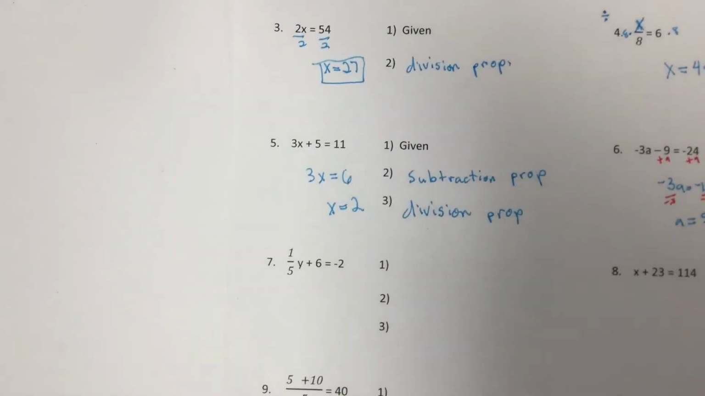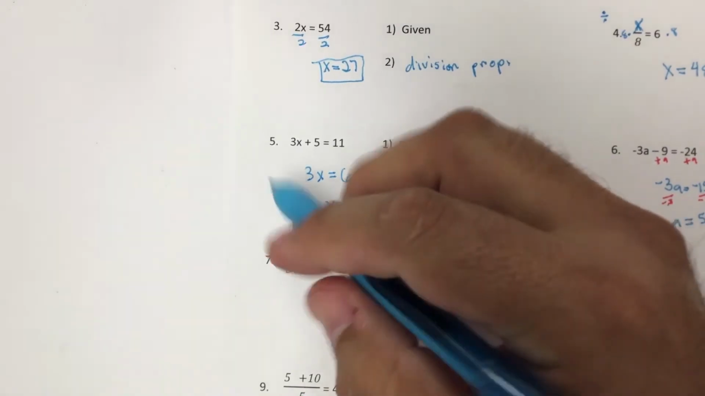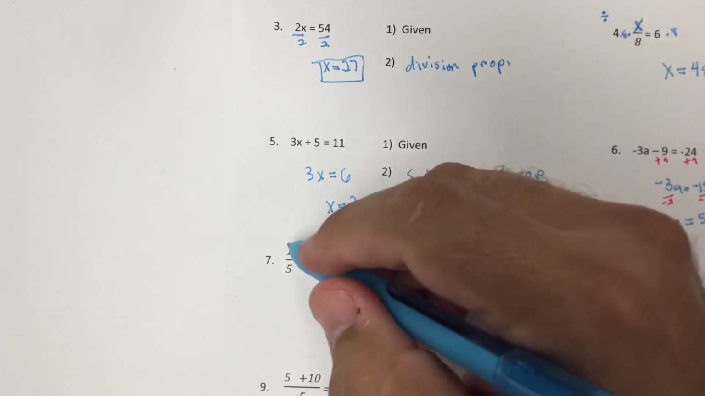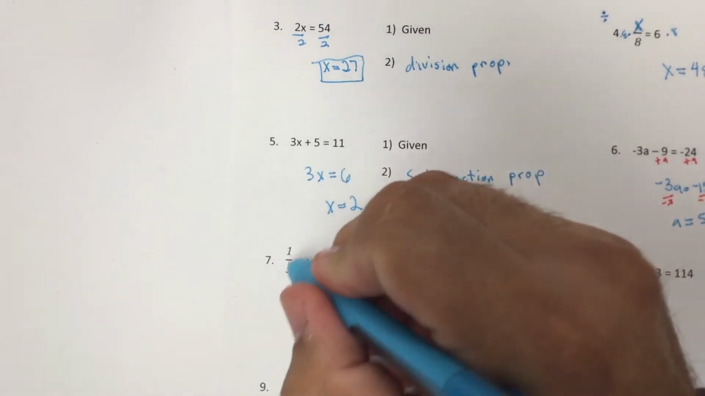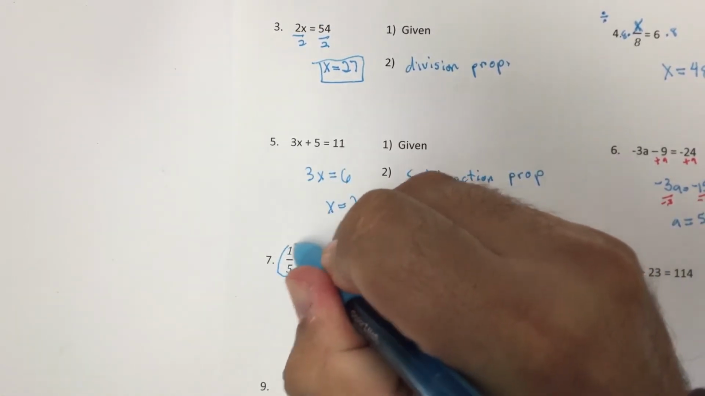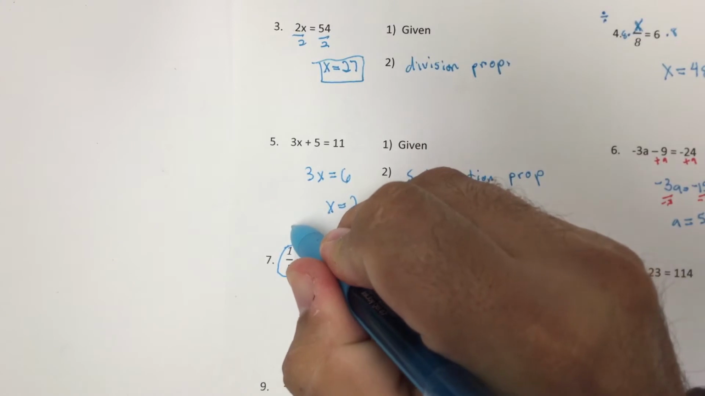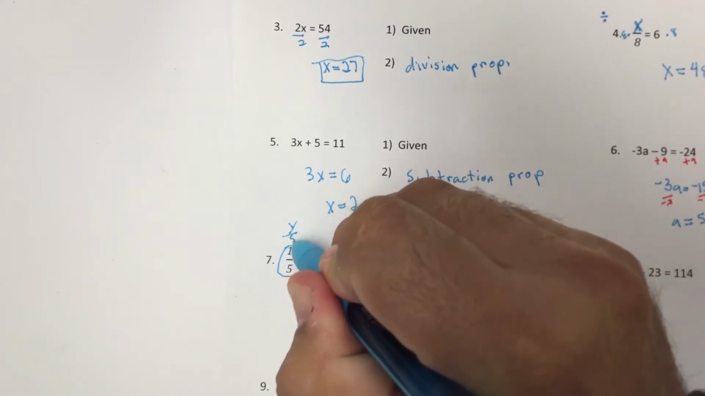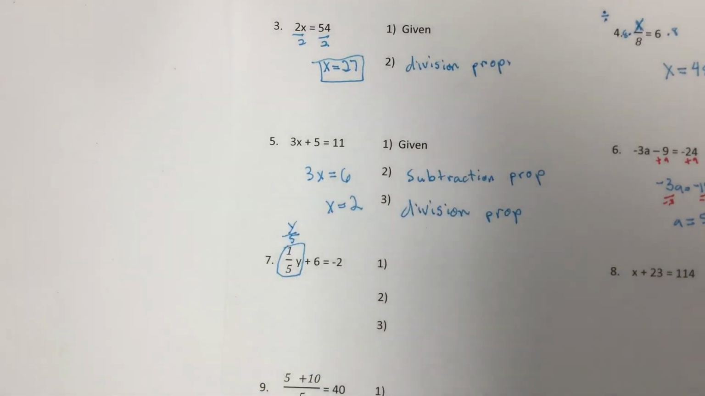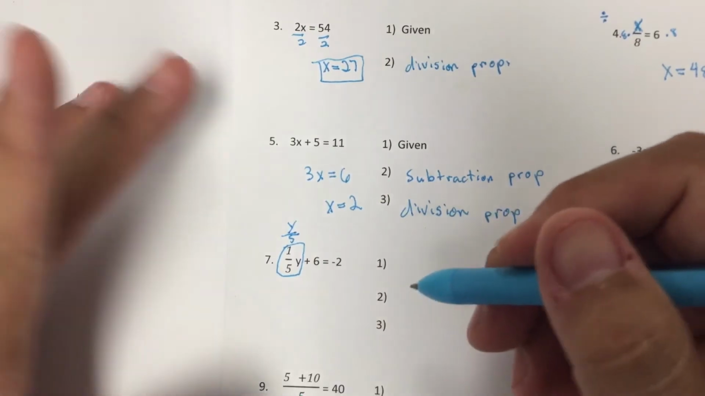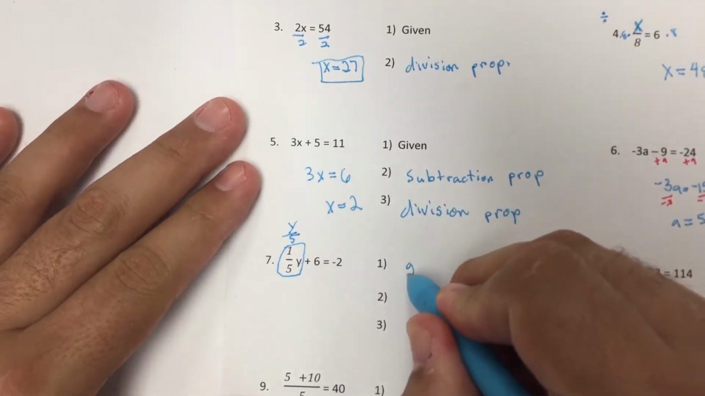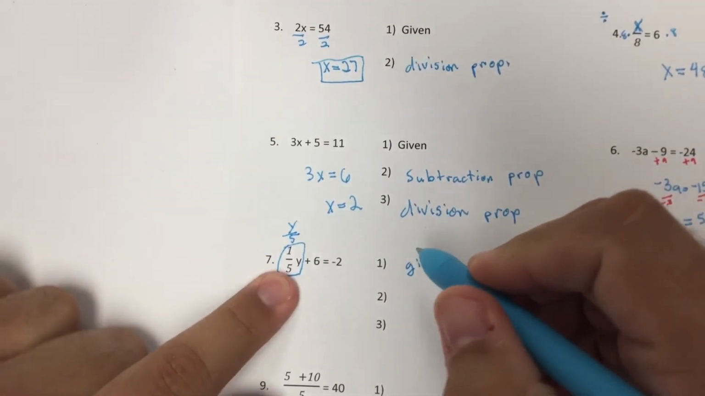Okay. Number 7, there's a fraction, but really notice that this fraction is 1/5 y. So really it's kind of like saying 1 times y over 5 or just y over 5. That's really important. So when you see something like this, where it's 1/5 y, imagine it as being y divided by 5. And that'll make your life so much easier. Okay? So again, before I can do anything, I'm going to do my given statement. This is the given statement I'm opening with.